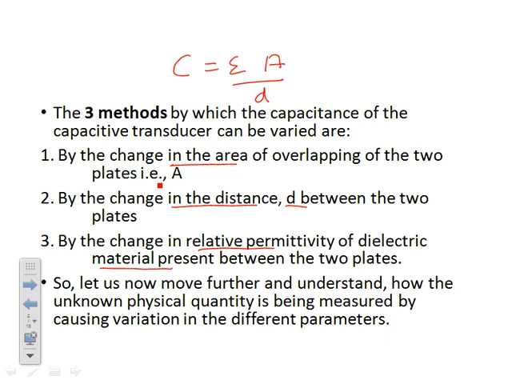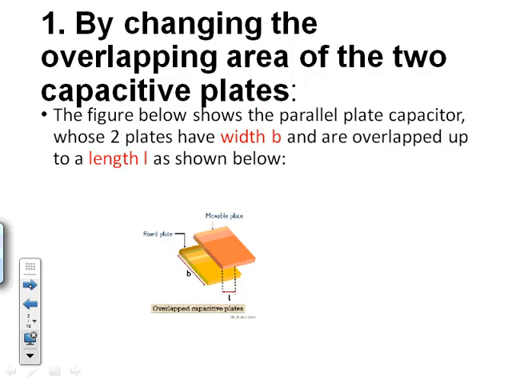Let us now move further and understand how the unknown physical quantities being measured cause variation in the different parameters, because a transducer is mainly used to measure unknown physical quantities. So by using this principle, how can it be done? The first one is by changing the overlapping area of the two capacitive plates. How will it be affected?